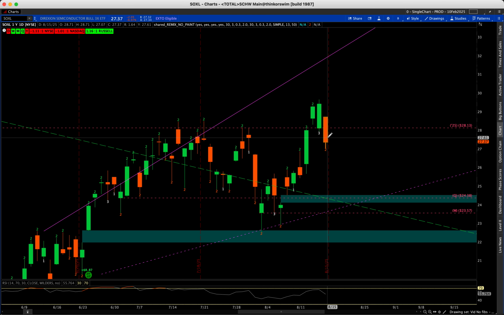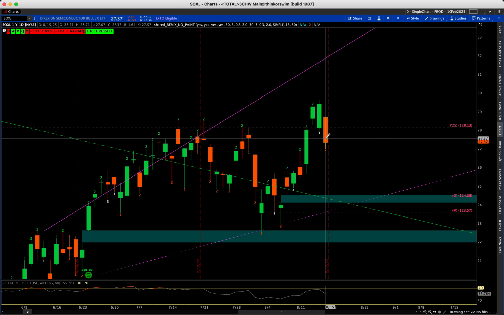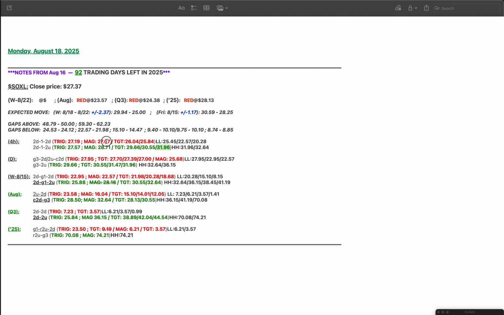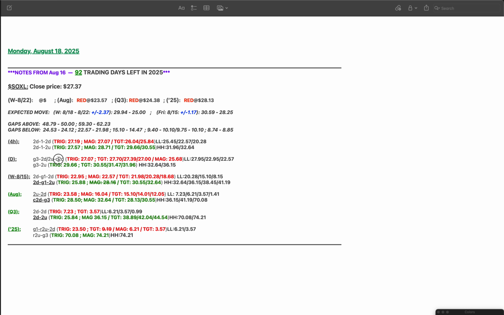Well, first let's look to the downside. We would have a 2 down, 2 down continuation. So that would trigger at the low of Friday, which is 27.07, which again was the magnitude here on the 4-hour. That's why I say the 4 hours just roll into the day. So no real sense in getting too many extended triggers and targets on the 4-hour. As I say that, I have 3 there. So that would be the 2 down, 2 down continuation. So we'll just put 2 down, 2 down.